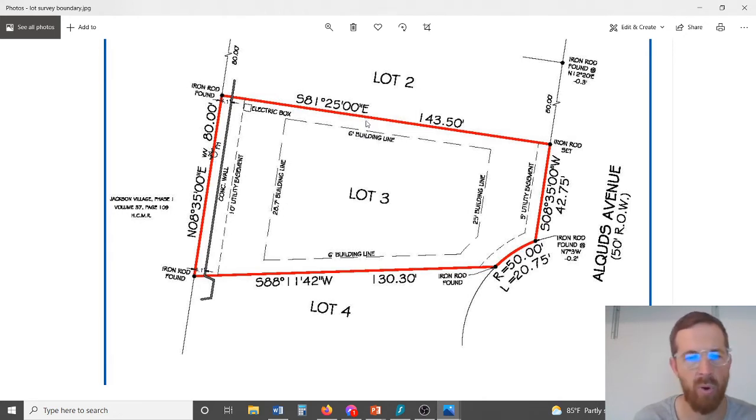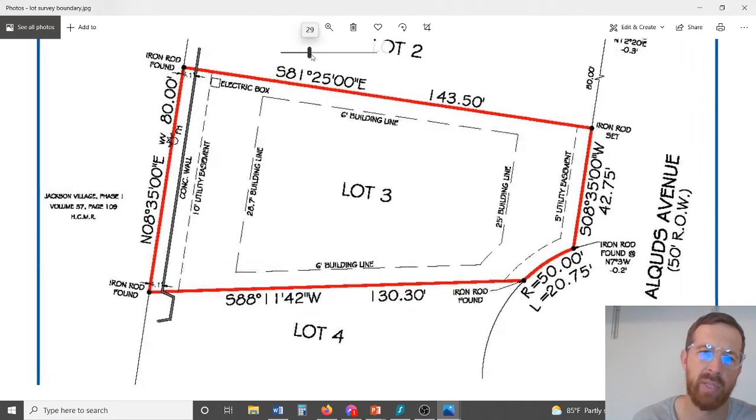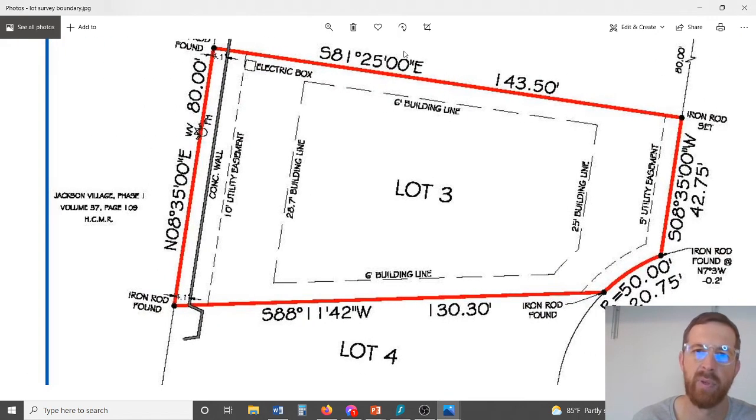Some counties will have more offset. And then you can see there's a 10-foot utility easement on the back side here. I'll zoom into that. It says right here, there's a 10-foot utility easement along the back wall, and there's a concrete wall. And so that utility easement is probably where some power lines run or underground sewage lines run across there.